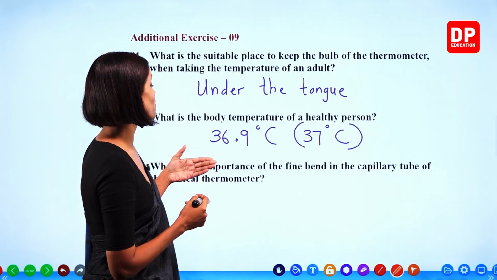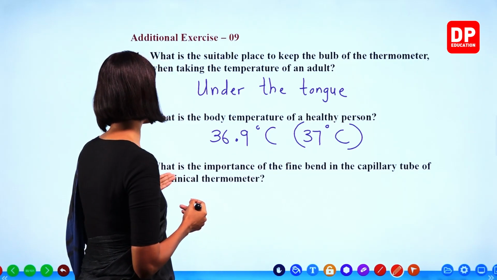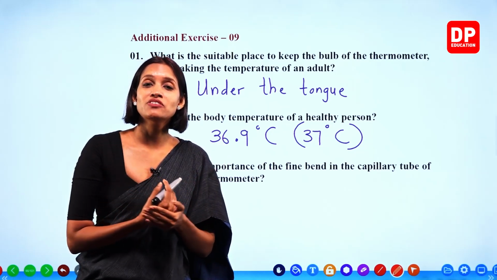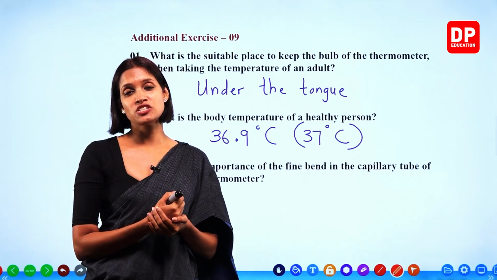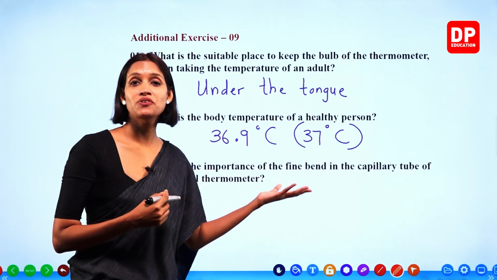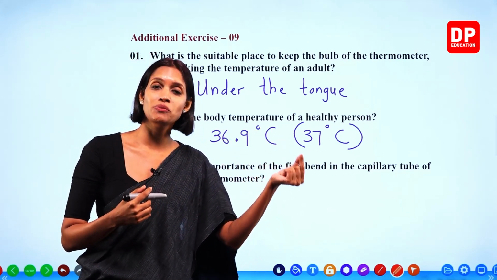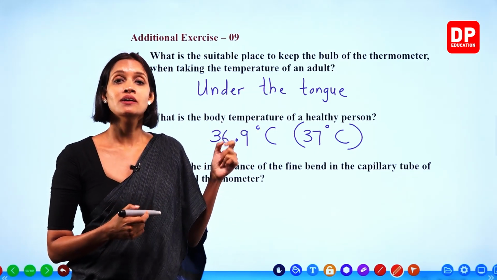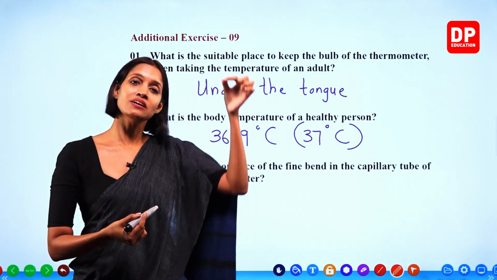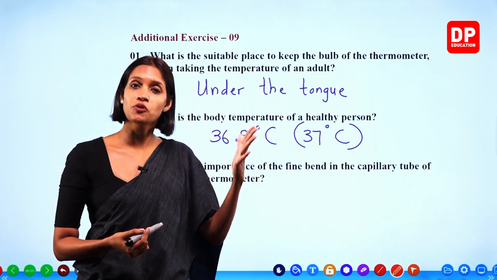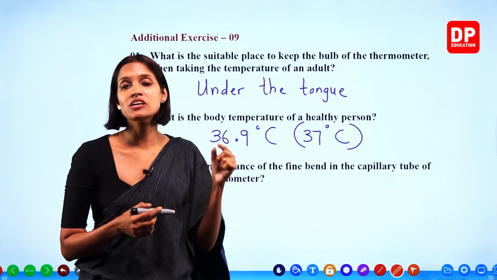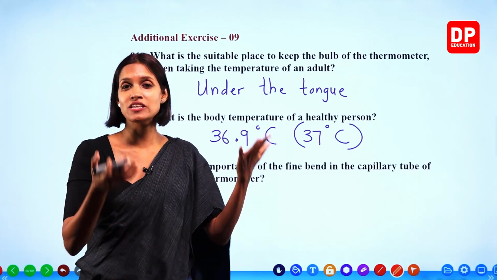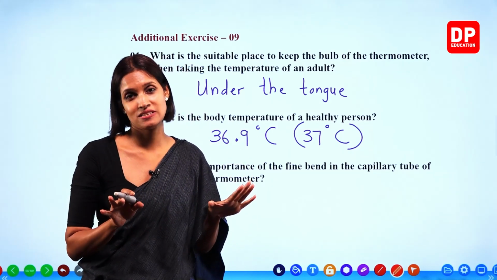What is the importance of the fine bend in the capillary tube of the clinical thermometer? Because of the presence of this fine bend, you get adequate time to read the temperature before it falls down or rises up, right? When you take the bulb away from the patient, if it's a normal thermometer, the mercury column will definitely drop or maybe even increase. But here, because of the presence of the fine bend, it prevents the falling down or rising up of the mercury column, right?